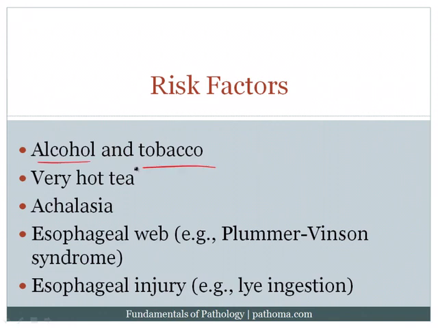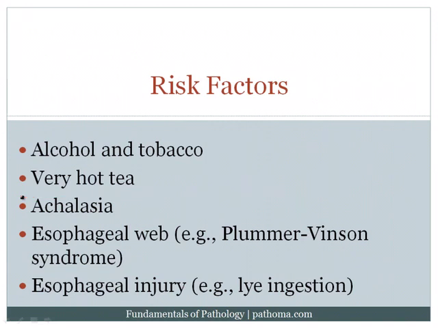Of course, alcohol and tobacco are irritants. We are well aware of the fact that they irritate epithelium, and so they will irritate the mucosa and result in an increased risk for squamous cell carcinoma. Very hot tea. Places in southern China and Iran where they tend to drink very hot tea, there's an increased risk of squamous cell carcinoma in those particular regions. You find a relatively high incidence of squamous cell carcinoma in that part of the world.